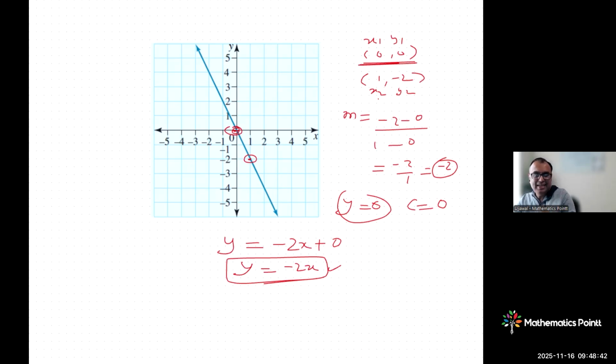Now, let's go one more step ahead. I gave you the graph and I asked you to find me the equation of the line. Now, I am not going to give you the equation. Sorry, I'm not going to show you the graph at all. I will give you only 2 points, and I want you to find me the equation of the line.